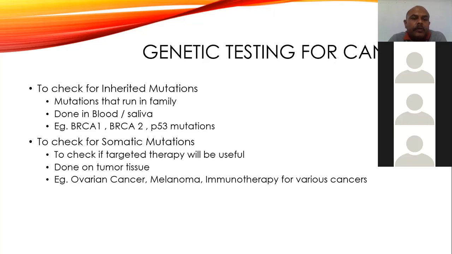The next type of mutation we check for is somatic mutation. For example, a patient with ovarian cancer wants to know whether a particular therapy, targeted therapy, will be useful for her. Certain mutations, if they are present in the tumor tissue, then the tumor will respond to that particular medicine. If it is not there, it will not respond. So this is called somatic mutation testing. Inherited mutation testing is to see whether the risk is there because of an inherited mutation which has come from the parent. Somatic mutation testing is done to check whether a particular person will respond to the treatment.